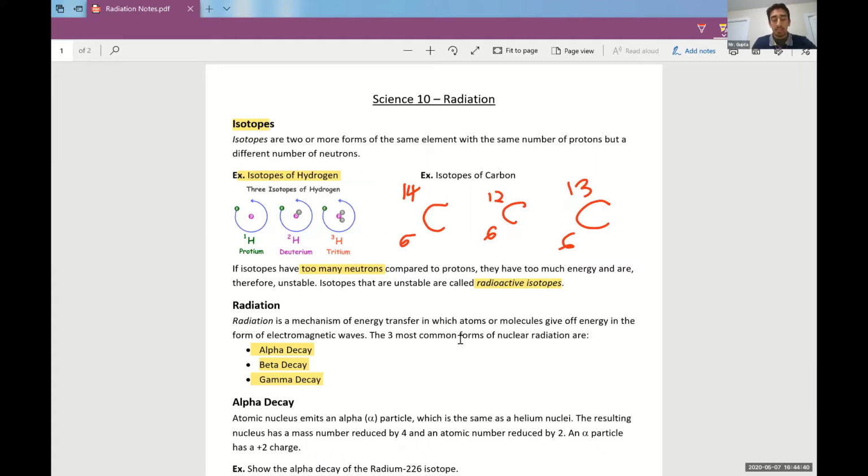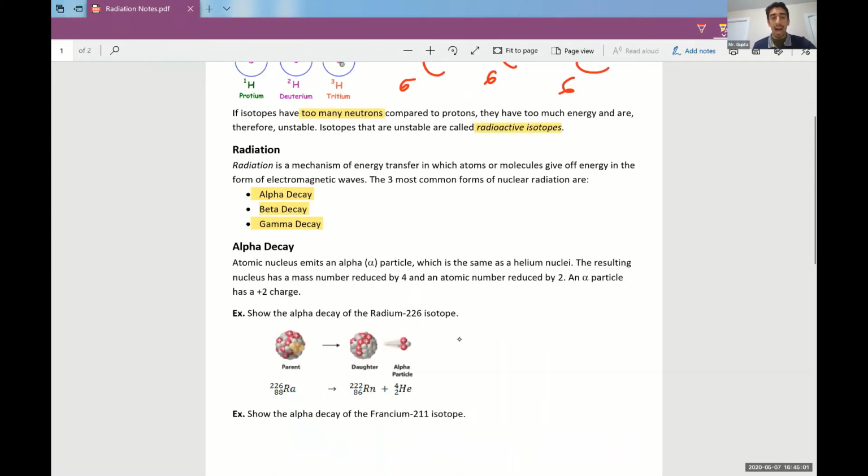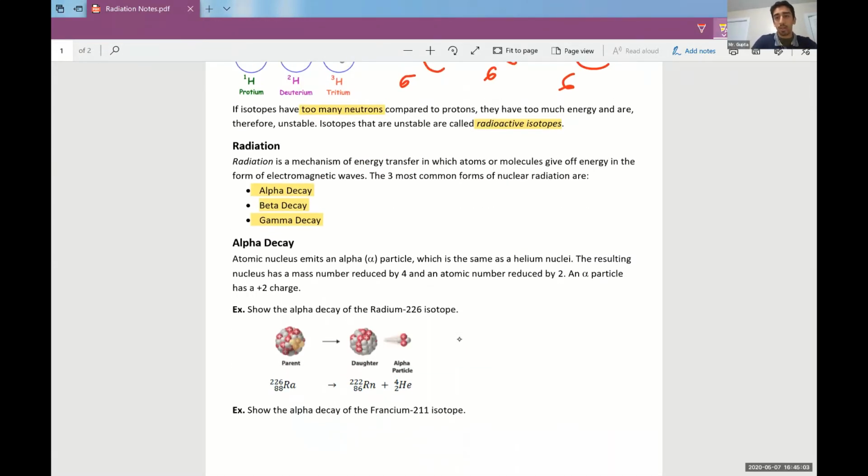So just to read the definition, radiation is a mechanism of energy transfer in which atoms or molecules give off energy in the form of electromagnetic waves. The 3 most common forms of nuclear radiation are alpha, beta, and gamma decay. Now, let's go through each one in a little more detail, and I'll give an example for each one. So alpha decay first.